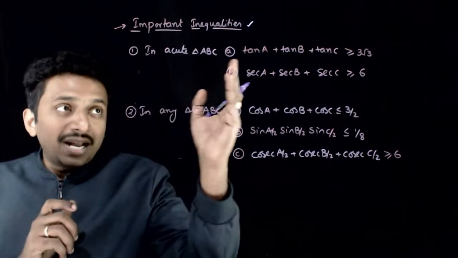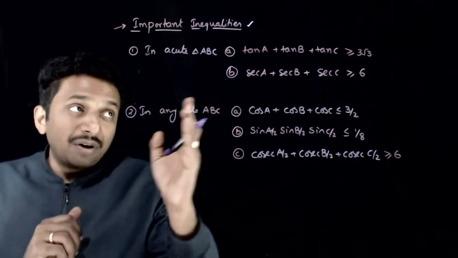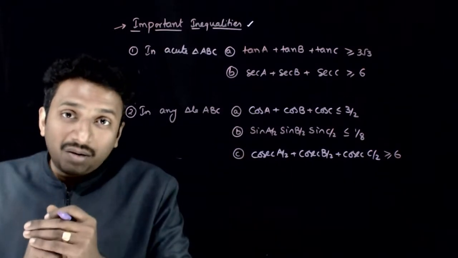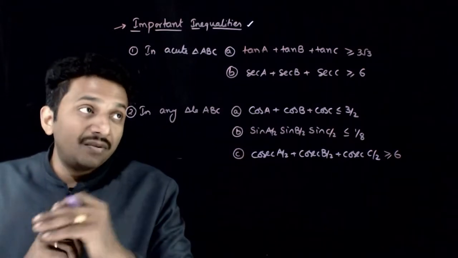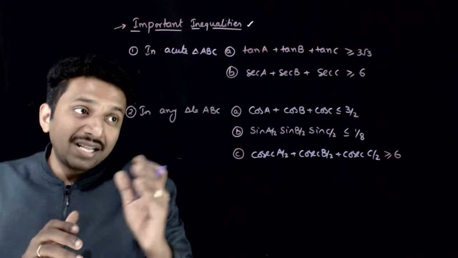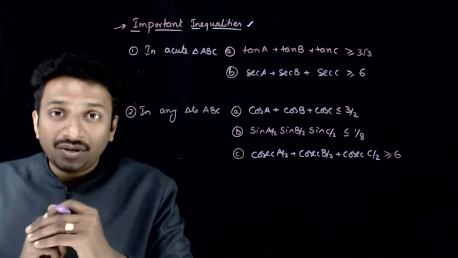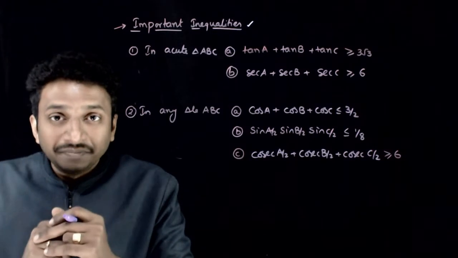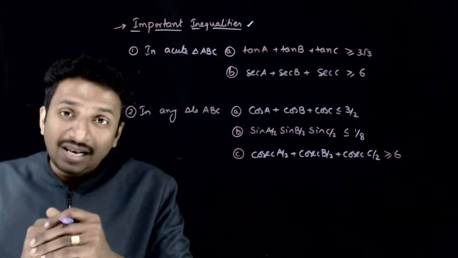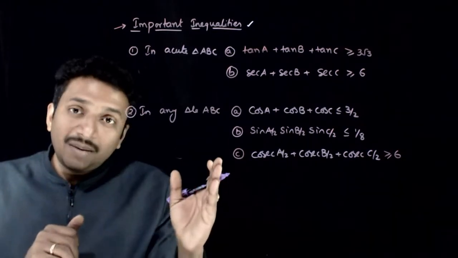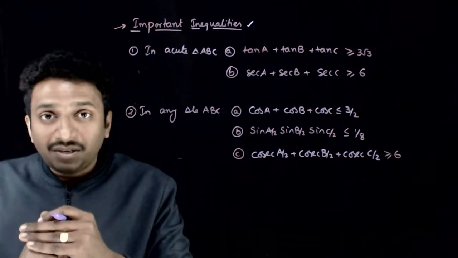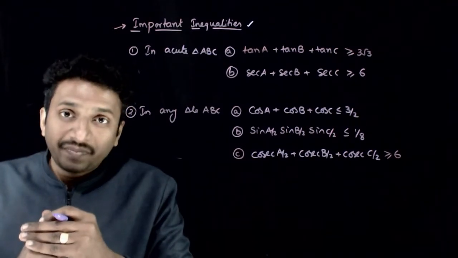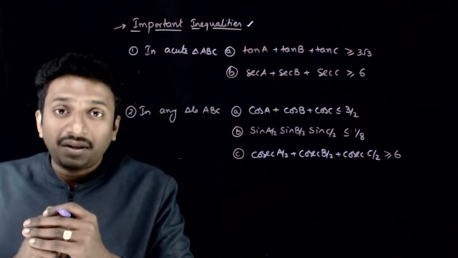So in an acute angle triangle, the sum of tans is greater than or equal to 3 root 3. The sum of secants is greater than or equal to 6. In any triangle, the sum of cosines is less than or equal to 3 by 2. The product of sines of half the angles is less than or equal to 1 by 8. Cosecant A by 2 plus cosecant B by 2 plus cosecant C by 2 is greater than or equal to 6. So let us see why these are happening.